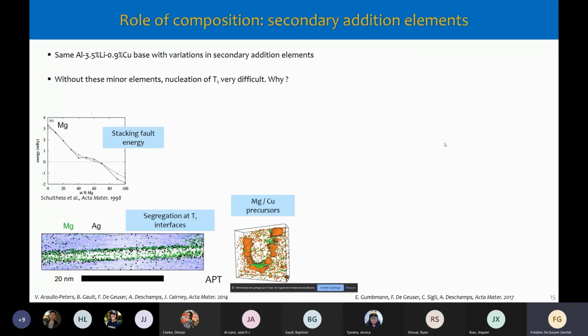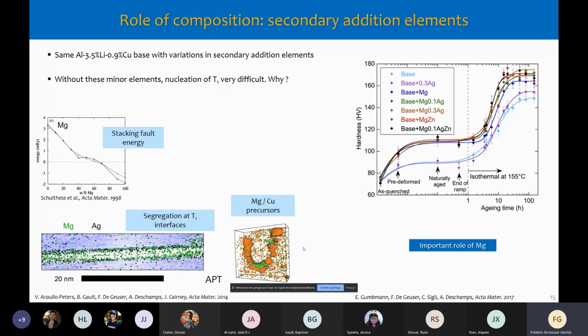That's because normally T1 nucleation is actually very difficult, but if you add a bit of mag and silver, then it gets much easier. And that's very interesting because we don't really know why. There have been hypotheses. One is the decrease in stacking fault energy. One is the fact that there are segregations formed at the interfaces of mag and silver, so it may change the growth, etc. One is the potential formation of precursors that have also been observed by APT. So there are different possibilities.